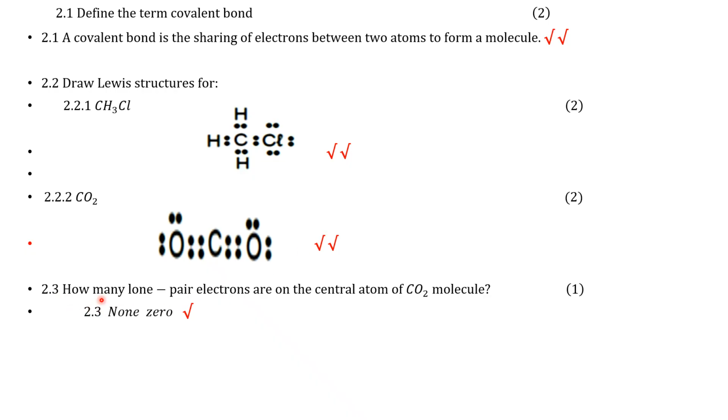2.3. How many lone pair electrons are in the central atom of CO2 molecule? So we look there, those two are joined, it's paired. There's nothing alone that's not paired with anything, so therefore the lone pairs on CO2 is 0. There's none. All the valence electrons have bonded. So I hope that makes sense. Let's go to the next question.